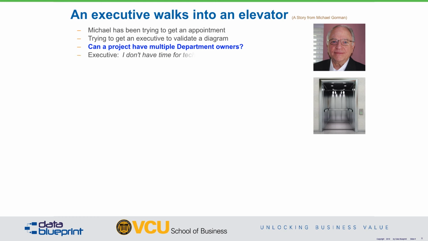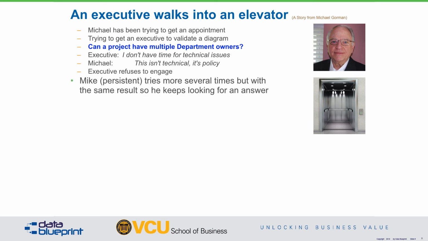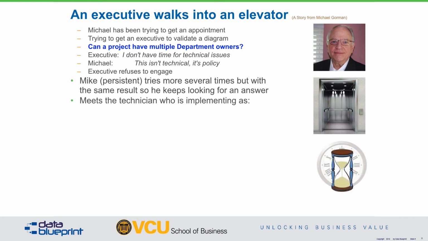The executive looked at the technology diagram and said, I don't have time for technical issues. And Michael said, well, this isn't a technology issue, it's a policy issue. And the executive said, I don't deal with technology. Don't go away and don't bother me, Michael, right? Well, Michael's a fairly persistent guy, and he tries a couple more times, but the executive gets nowhere, but he keeps looking for an answer, meets the technician who is actually implementing the system, who says, oh yeah, multiple department owners can own multiple projects. In other words, a project can be owned by multiple departments. If it's built that way in the database, people will find ways of doing it.